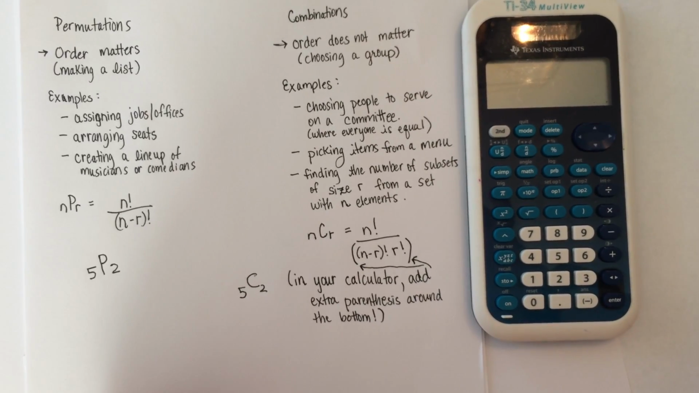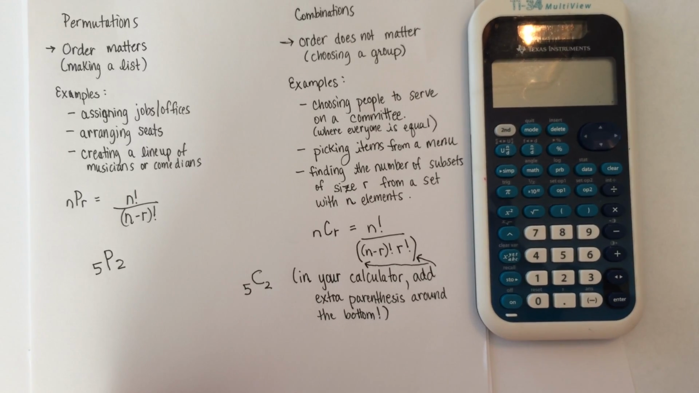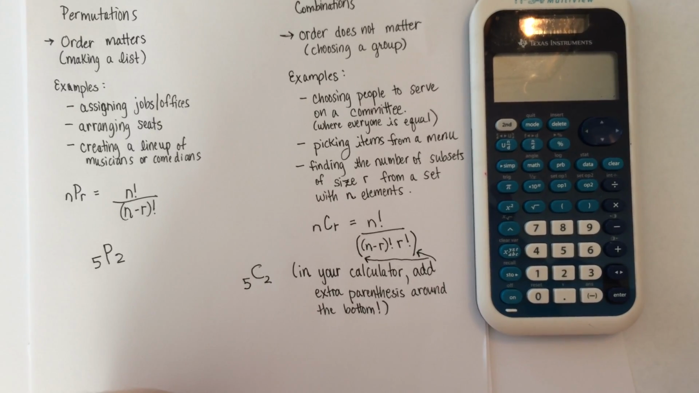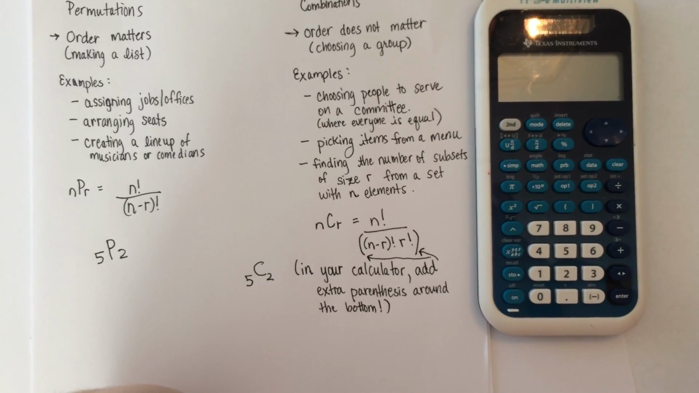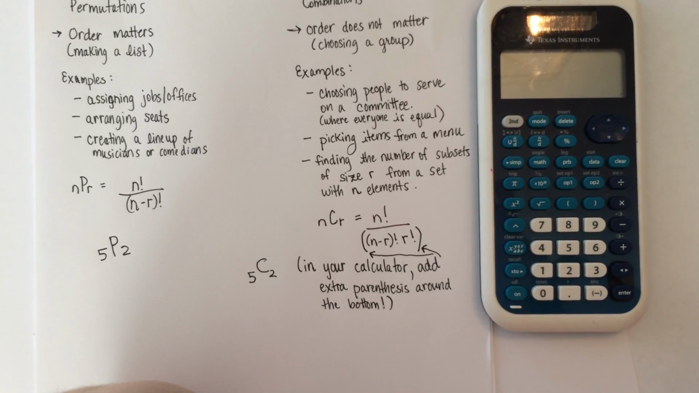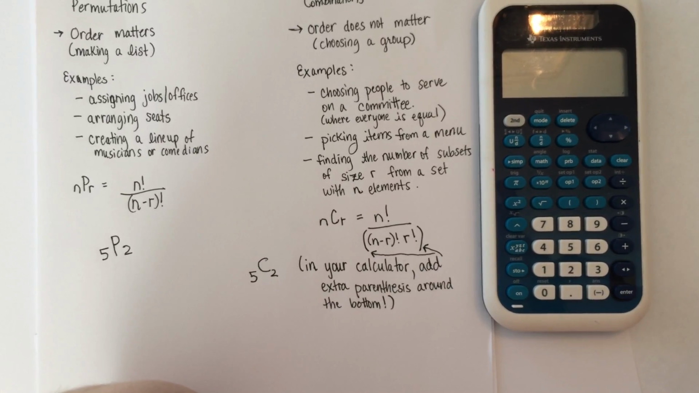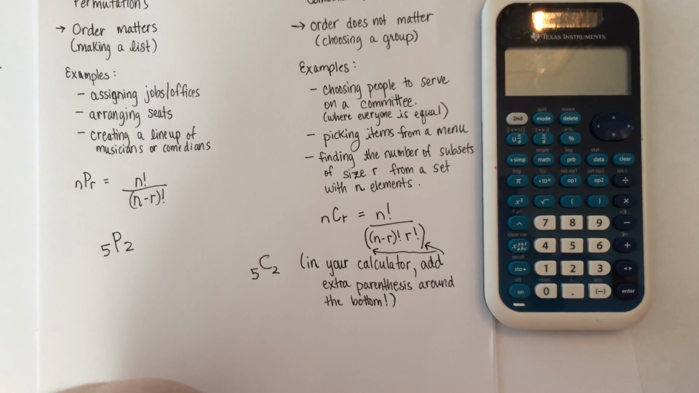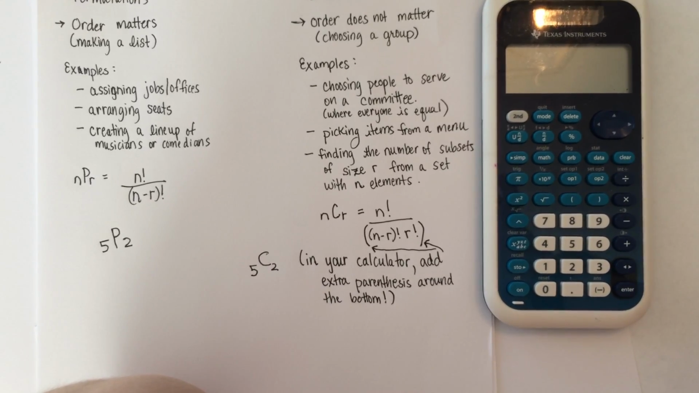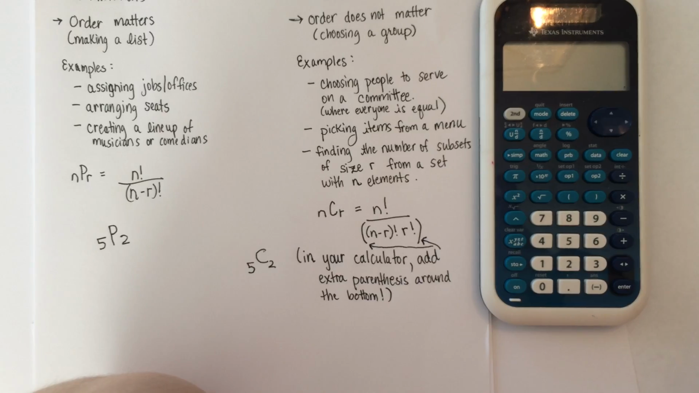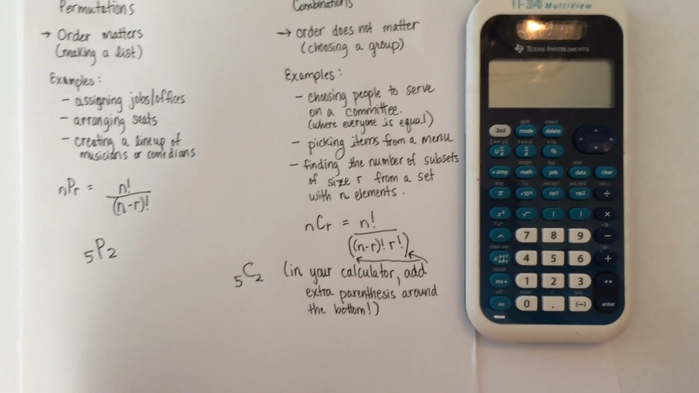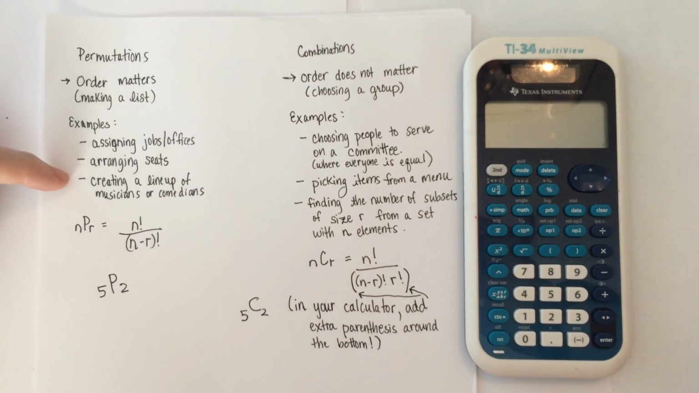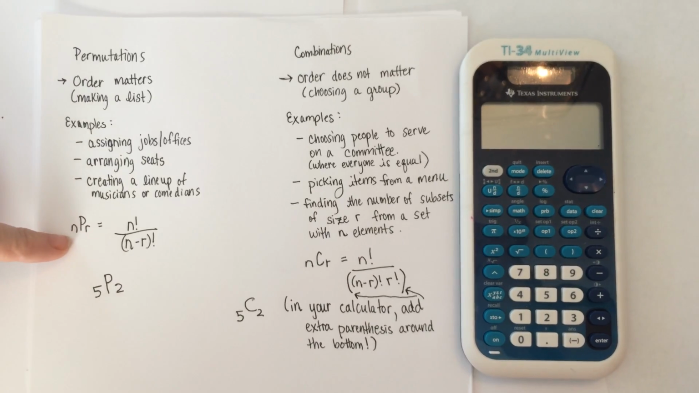So for permutations, some examples are if you're assigning offices like president, vice president, treasurer, etc., or jobs or any kind of assignments. Or if you're arranging seats, placing students into seat 1, seat 2, seat 3, that's an arrangement. Or creating a lineup of musicians or comedians or speakers, their order matters. And so for all of those, we're talking about a permutation, and that's when you would use your P formula.